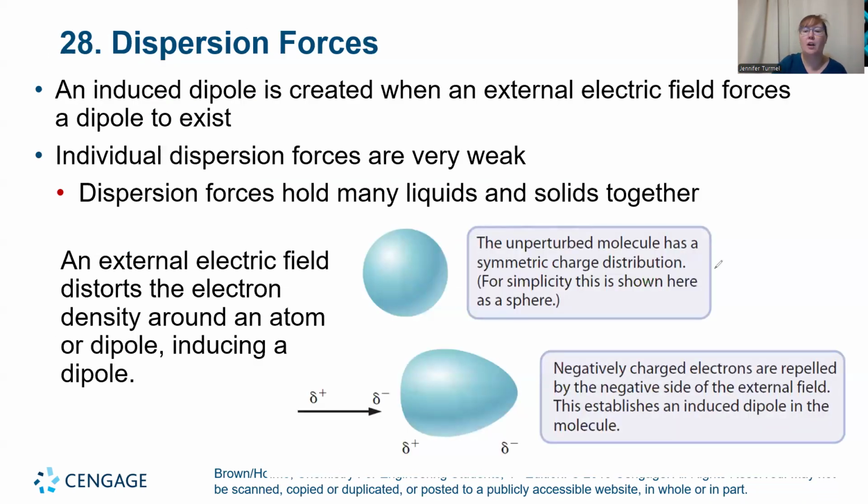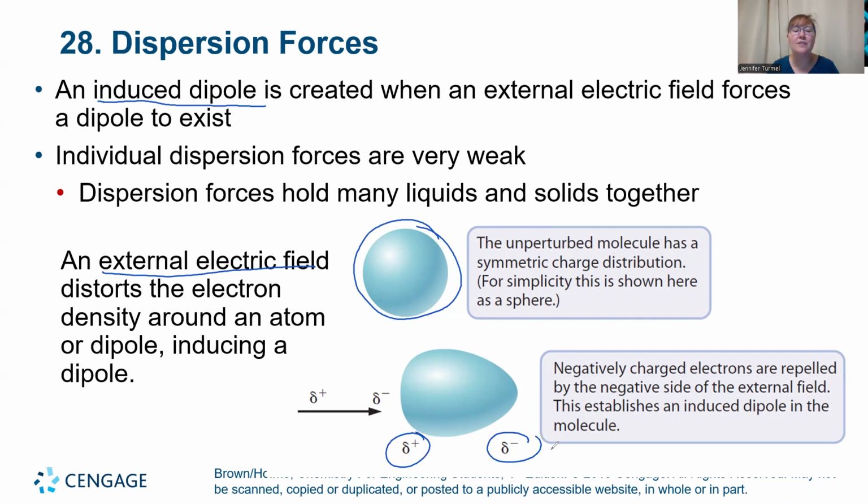Here we are, still talking about dispersion forces in slide 28. And now we're looking at induced dipoles. We can induce a dipole by creating an external electric field. What this does is it basically forces things to line up. So here we have just a plain old atom. And then when we apply an external electric field, it distorts the atom and sort of pushes it like this so that you'll have a positive and a negative side.